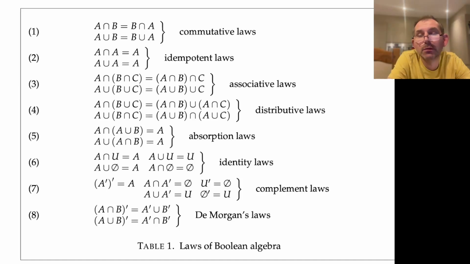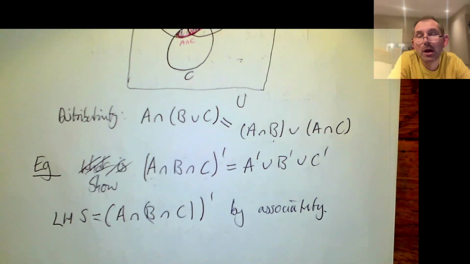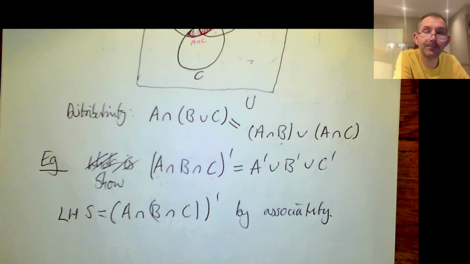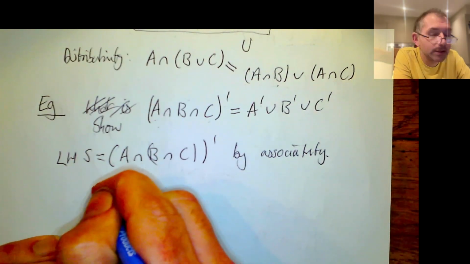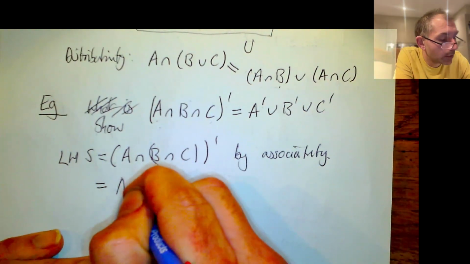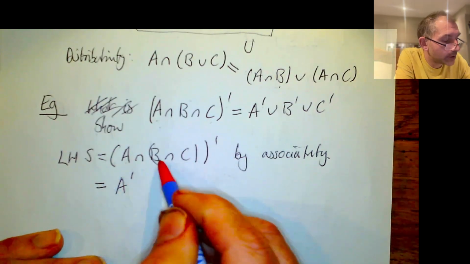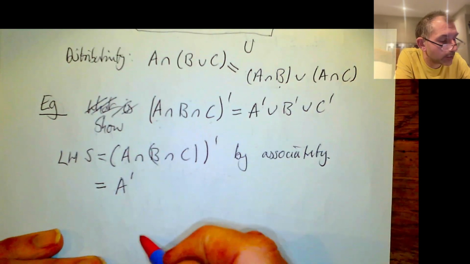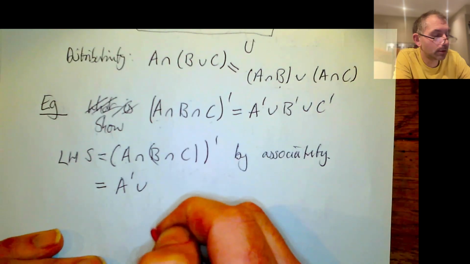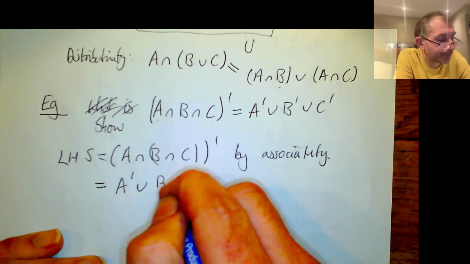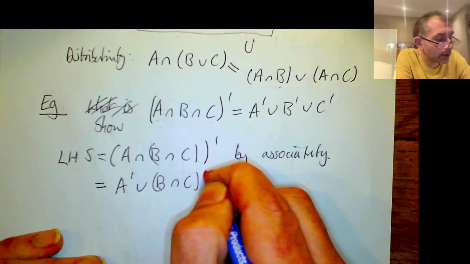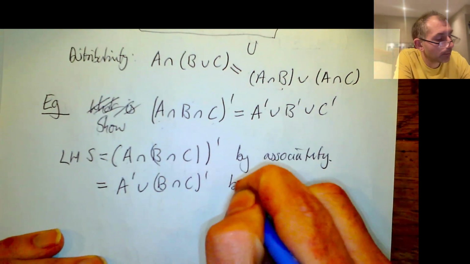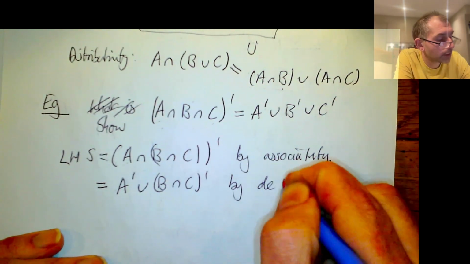It tells us if you want to do this complement and you've got an intersection, just take the complements of each of them and then union them up. So let's see what happens there. This is going to be equal to the complement of A. So I've got two sets here, I treat this as one set, and I've got this one. So the complement of A union the complement of B and C. So by, let's just call it De Morgan.